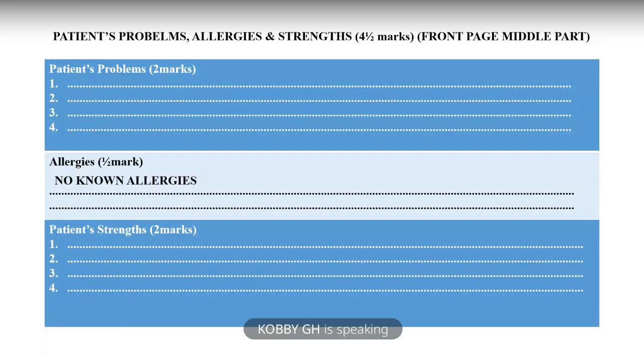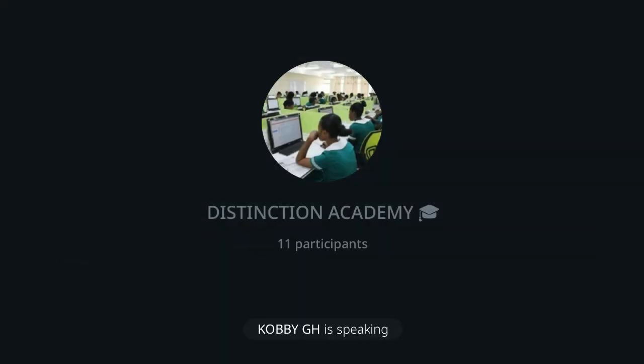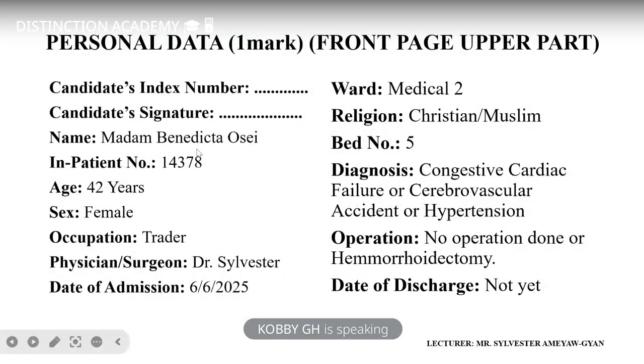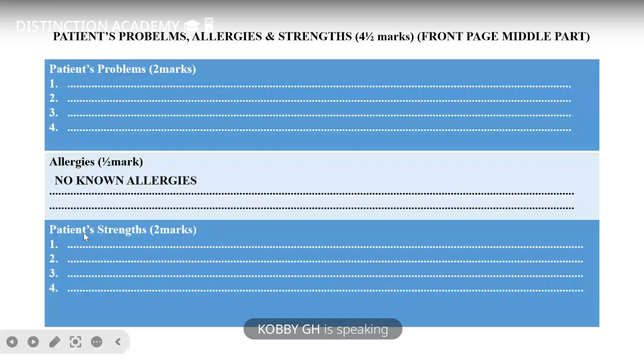Your first thing you write is candidate index number and then candidate signature. Now, the next thing you go and write after that is no known allergies. The reason is because if 10 students do a care plan, 5 of them will write patient strength there. And most of you have committed that error. And if you are not careful, you end up committing that error again in licensing exams.